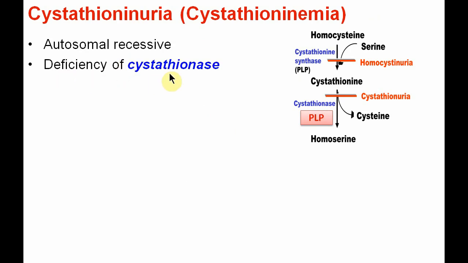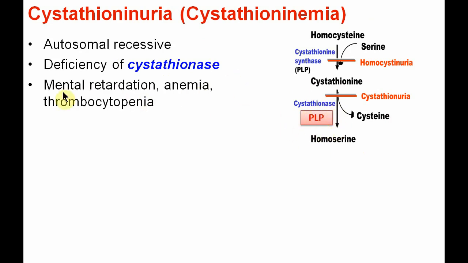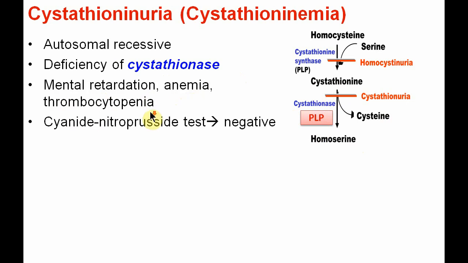Deficiency of the cystathionase. Here you can see this reaction. Cystathionine is converted to homoserine and cysteine by the enzyme cystathionase. But in this condition, this enzyme is deficient, which also requires pyridoxal phosphate. So the symptoms are mental retardation, anemia, thrombocytopenia. Cyanide nitroprusside here is negative because there is no formation of the cysteine, as well as the homocysteine is available.